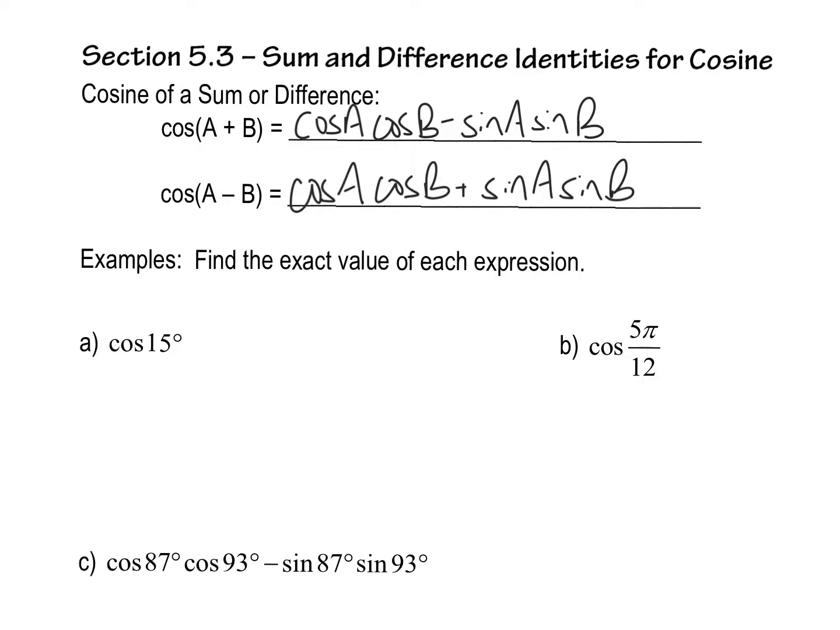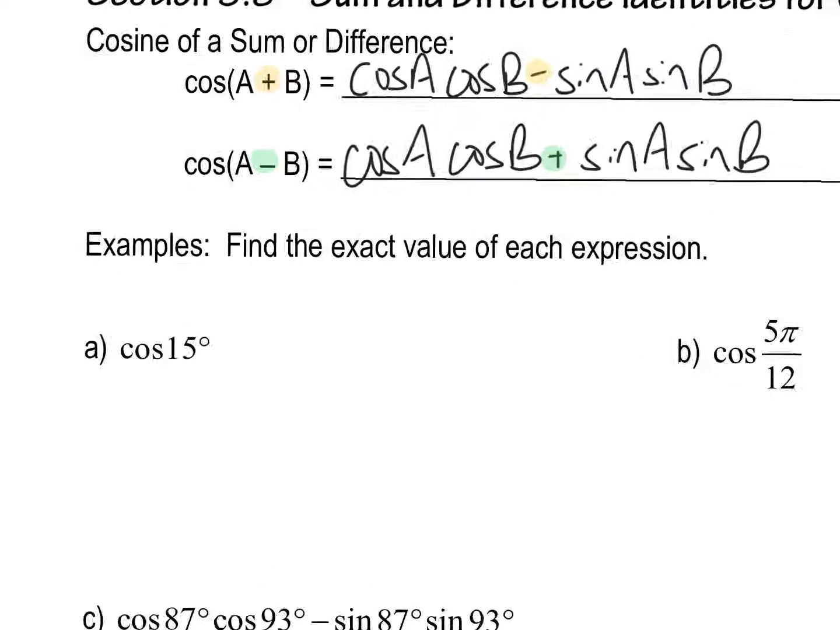If we're doing the cosine of two angles added together, the formula is cosine A cosine B minus sine A sine B. So be careful about that little switcheroo. If you're subtracting two angles of cosine, you are adding in the formula. Okay, so the formulas are exactly the same except for that sign change here. So just keep that in mind.